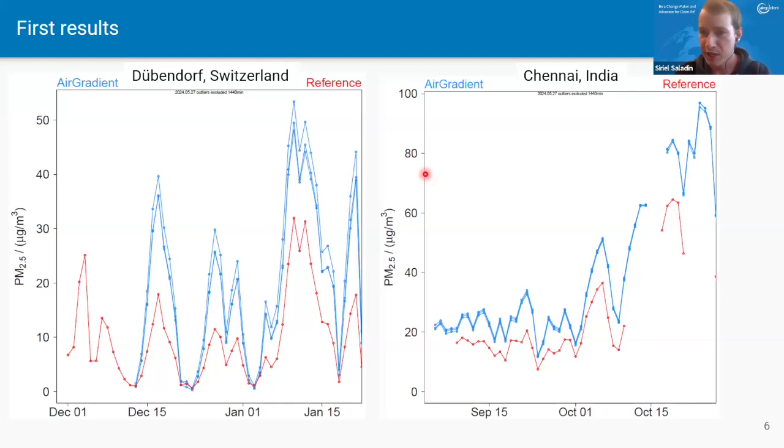And something that we observe here in these 2 plots is that the raw data from AirGradient tends to be overestimated, especially at higher concentration. So as the concentration goes down, we see that the reference data and the AirGradient data match better. And in some cases, we see that at low concentrations, AirGradient underestimates the PM2.5 concentration. We have observed that for all 9 locations, not just these 2. So this seems to be something systematic.